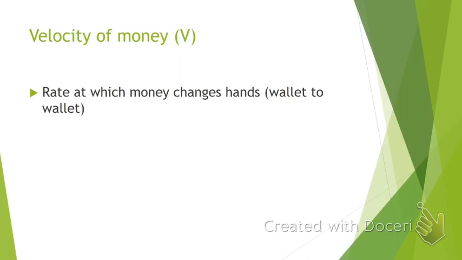So let's talk more about V, the velocity of money. It's the rate at which money changes hands, wallet to wallet. So how fast are people spending money? That's the velocity of money. If times are good, the velocity of money is probably higher than in a recessionary time. People hold on to their money more in a recession.